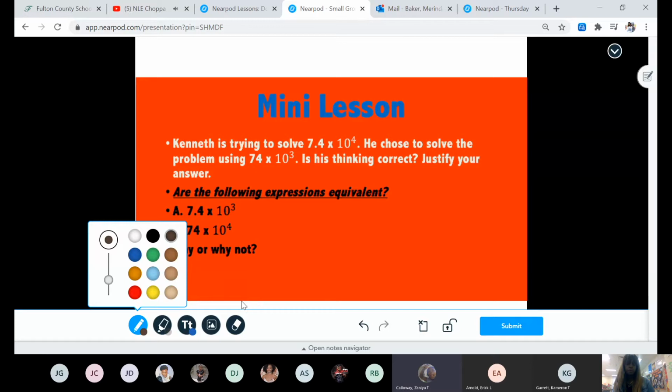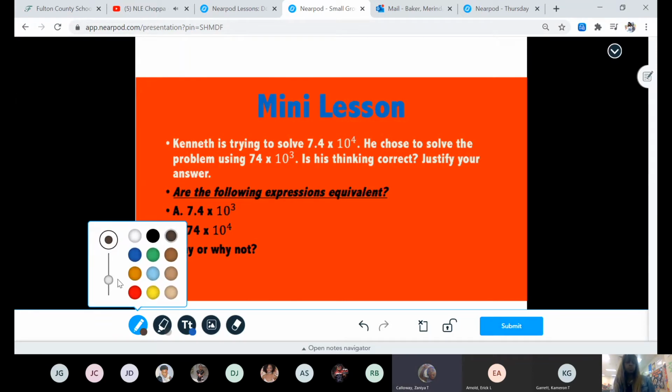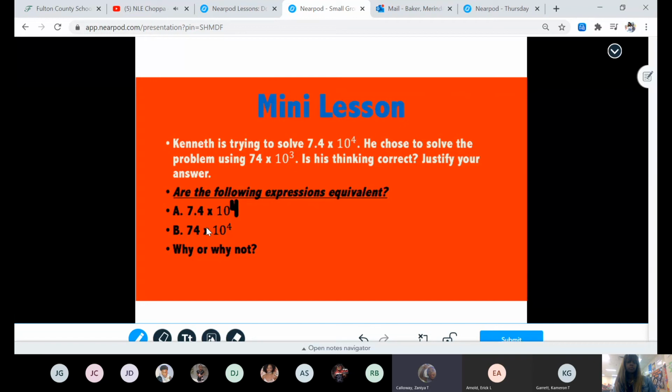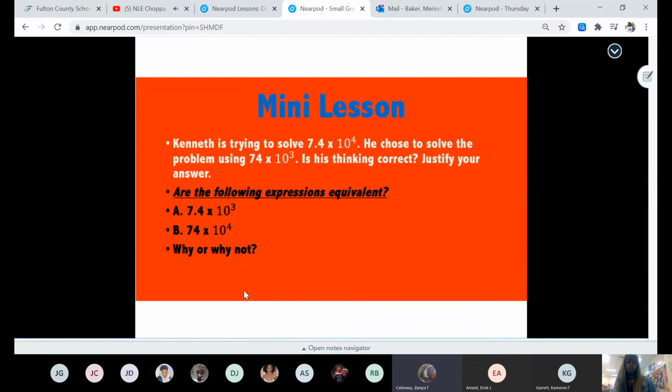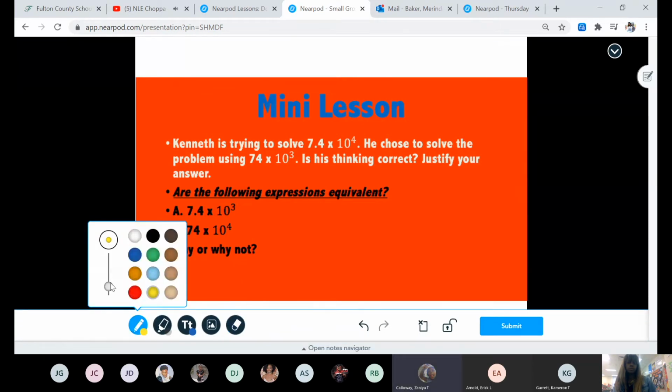Kenneth is trying to solve 7.4. Hold on, how do we read that? We don't say 7.4. We replace that decimal with a word. And thank you. Kenneth is trying to solve 7 and 4/10 times 10 to the 4th power. He chose to solve the problem using 74 times 10 to the 3rd power. Is his thinking correct? Justify your answer.